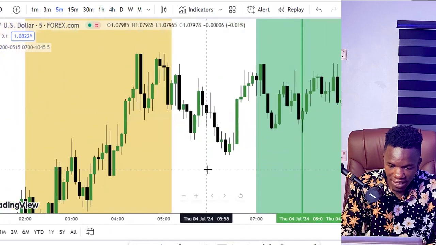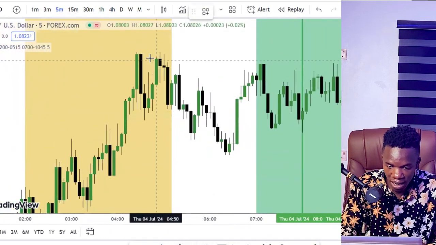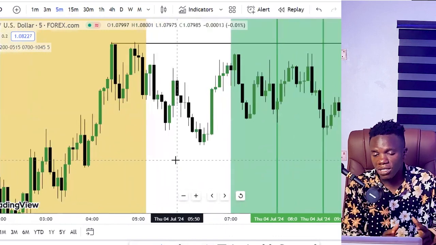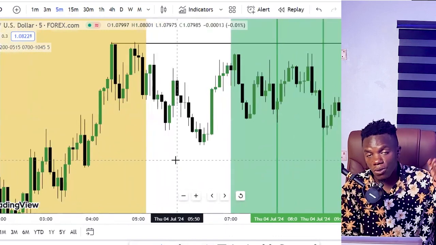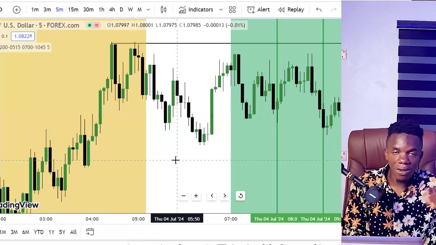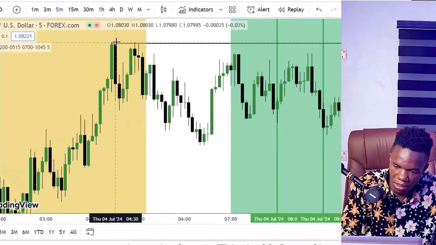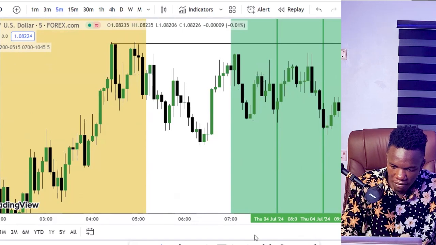First of all, we need to know the target. The target is going to be the high of the London session. That's going to be our first target. If you watched the recent video I uploaded here on YouTube on Silver Bullet, I told you guys we can increase our target and leave it for the rest of the day. But let's first target this place. Now this is going to be our first entry.